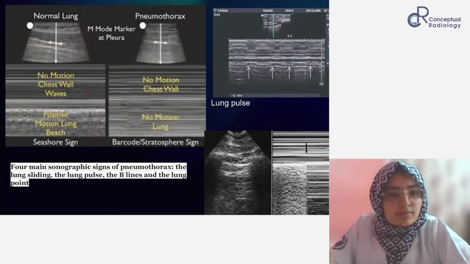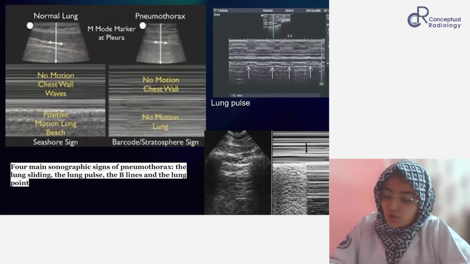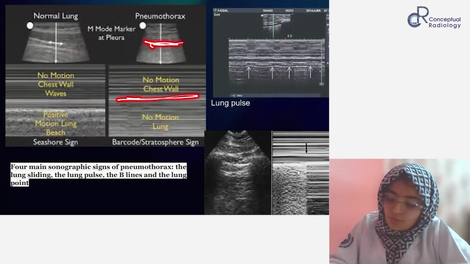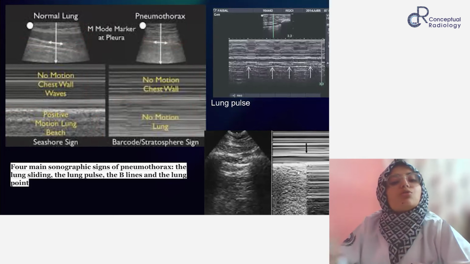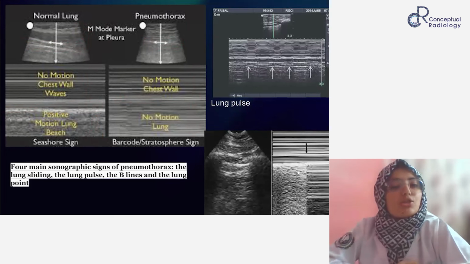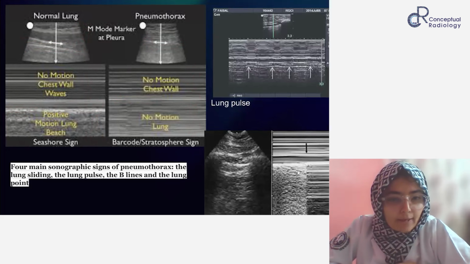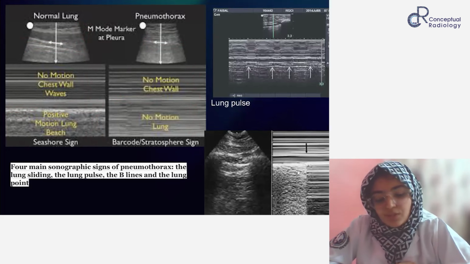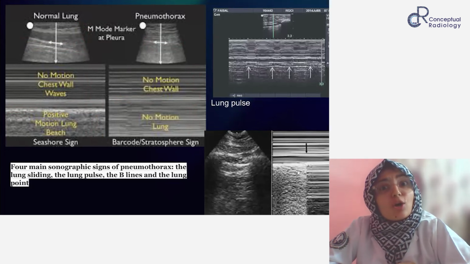Now what happens in pneumothorax? There is no motion whatsoever. So this is the pleural line. Above also no motion, below also no motion. So it appears like a continuous barcode or a stratosphere sign. Okay. Now, this is your M mode. Understood? But what will you see in your B mode?